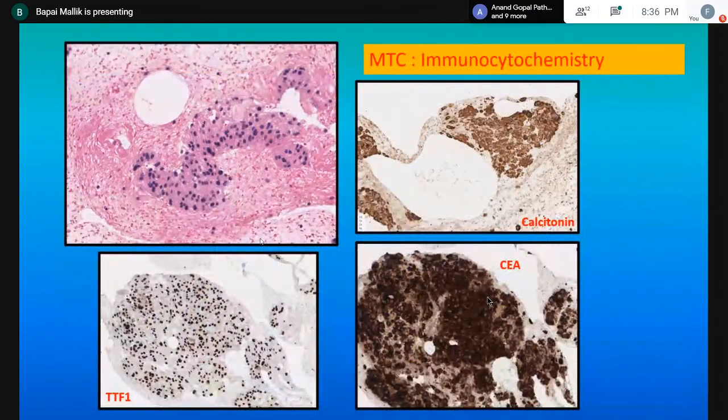This is just to show you immunohistochemistry of a panel which we did some time back. So this is the cell block, calcitonin positive, CEA positive. And look at this, TTF1, nuclear stain, TTF1 was positive. So medullary thyroid carcinomas can be TTF1 positive, and I find them to be quite frequently TTF1 positive.